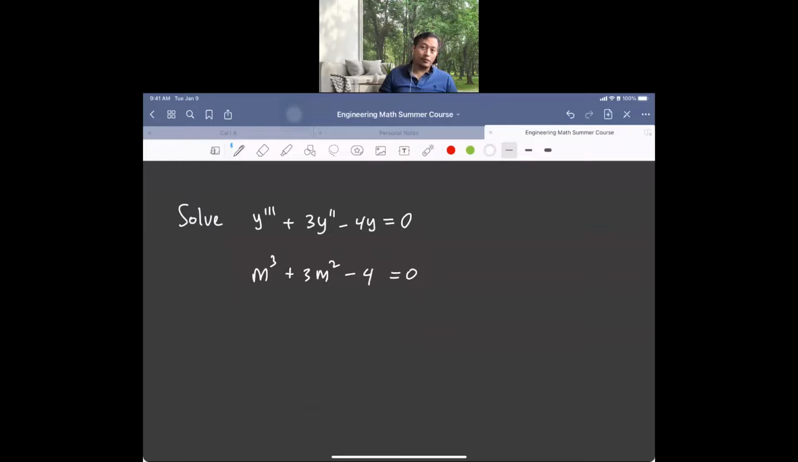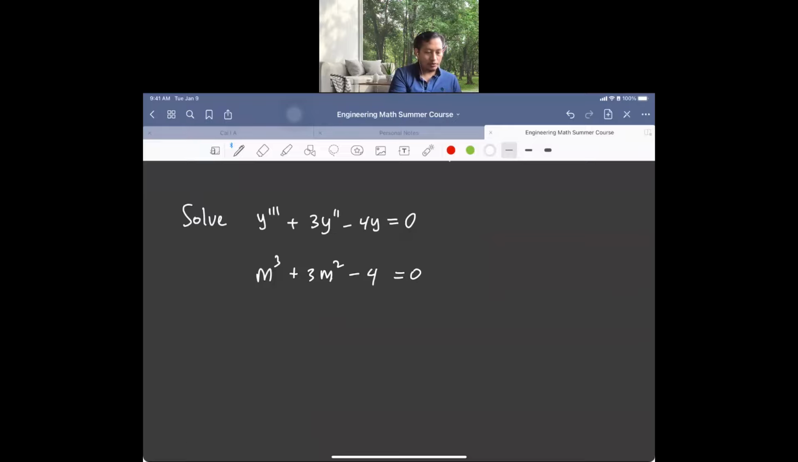Since it's quite simple, we can try some values of m that we can think of, from 0, 1, negative 1. Let's check. If we check m equals 1, this should equal 0 if we plug in 1. So 1 plus 3 minus 4 is 0. So 1 is our root.